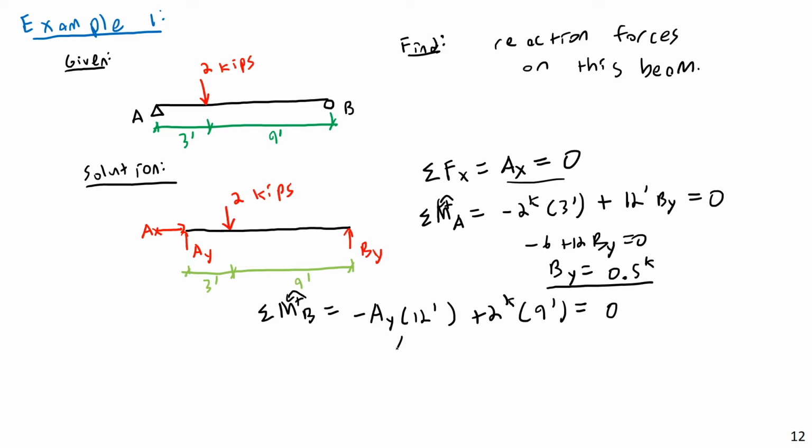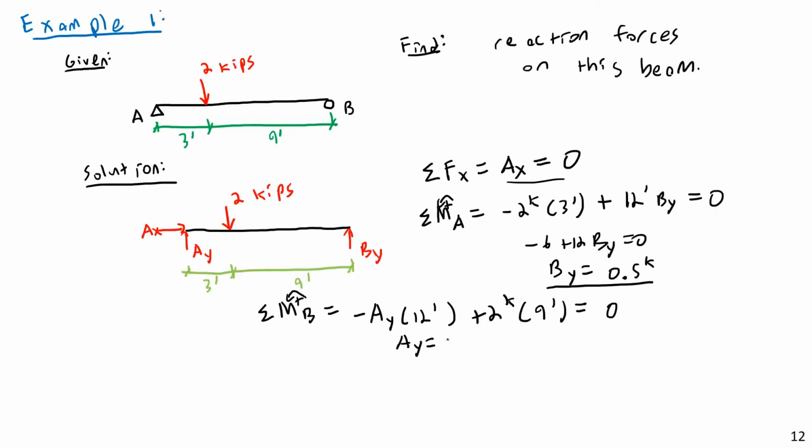So AY then is equal to 18 divided by 12. If I divide by 3, that's going to be 6 over 4, or that equals, what do you know, 1.5 kips. And this would be upward, and this would be upward as well.